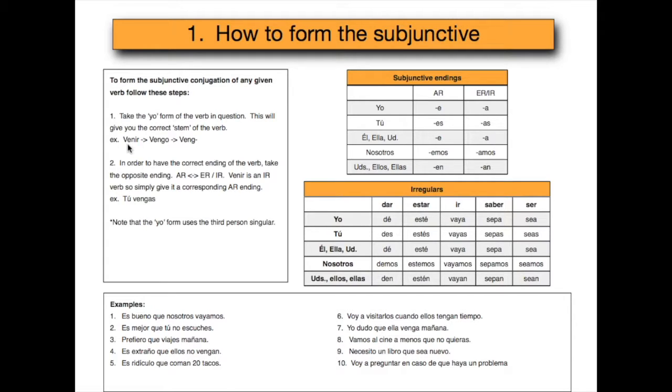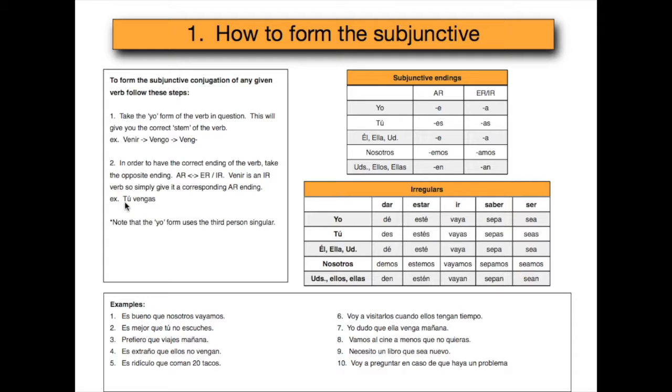So if the verb that we're working with is venir, the yo form is vengo. So I'm going to take that stem, veng. Okay. Now step two, in order to have the correct verb ending, take the opposite ending. So if I have an AR verb, I'm going to give it the ER or IR ending, and vice versa. Venir happens to be an IR verb, so simply give it a corresponding AR ending.